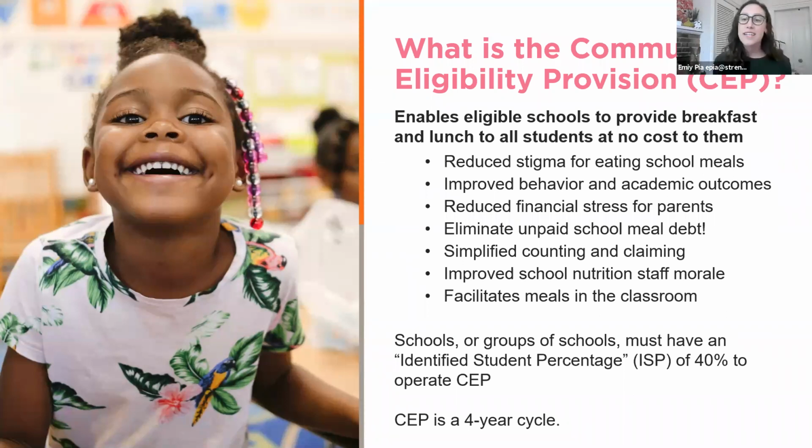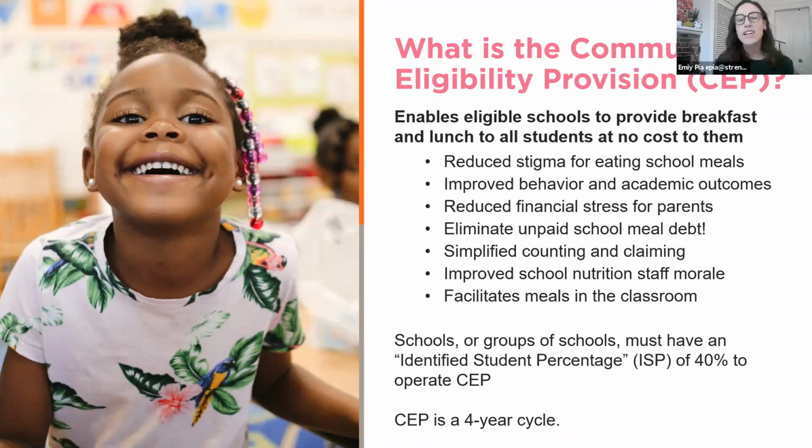CEP simplifies counting and claiming. So instead of counting by free, reduced, and paid meal categories, you're doing the total number of meals, and that often lends itself to some state agencies allowing school districts to do a tally or use a clicker to count meals that have been served. And if you get approved for that, that can be really great at reducing the points of contact among students on pin pads or swiping IDs in a global pandemic. Fewer surfaces for kids to touch and to sanitize is definitely a bonus.